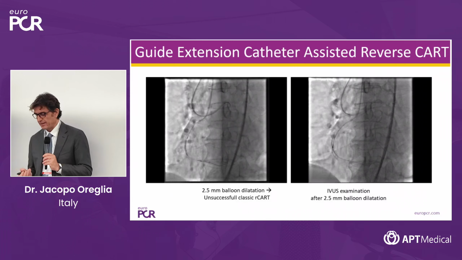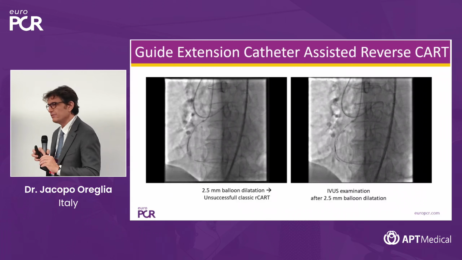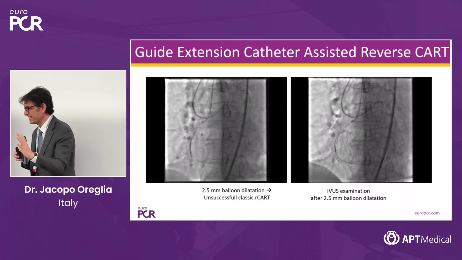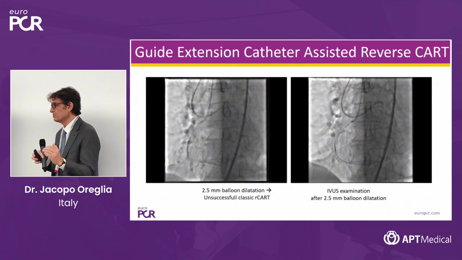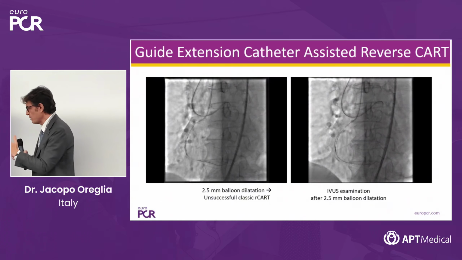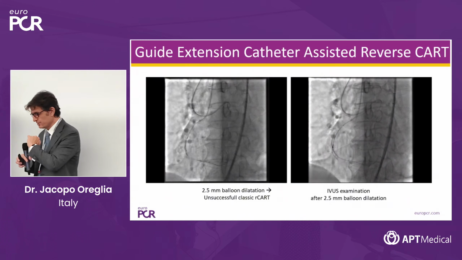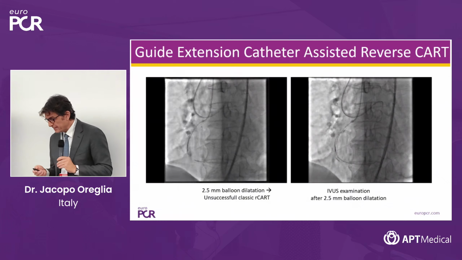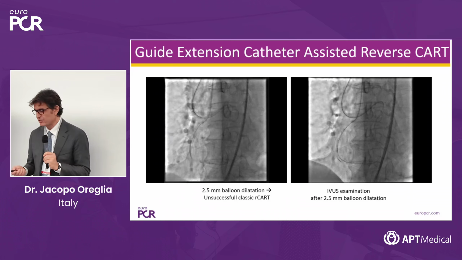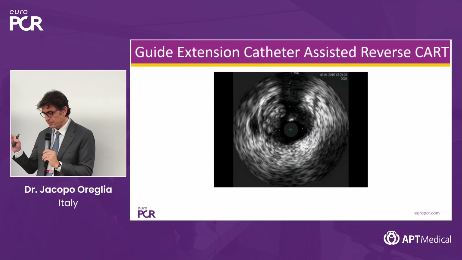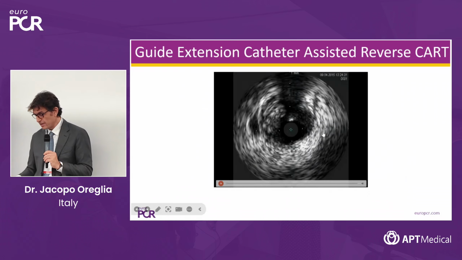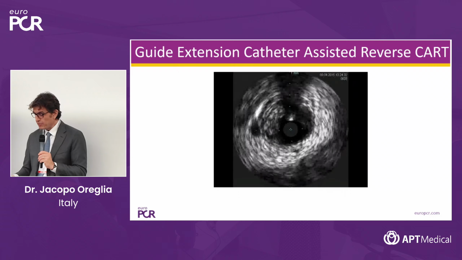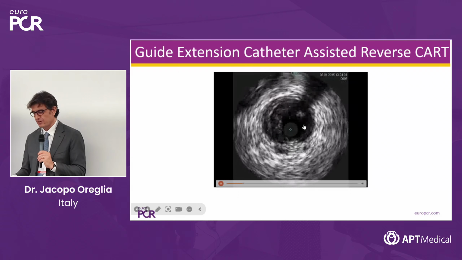So what may happen if you do not succeed in doing the reverse cut? The first thing to do is to take a bigger balloon or to take a stiffer wire. This is what Dr. Tang already said, and is perfect. Sometimes you do not succeed again, so you are in a failure mode, and the best thing to do is to do IVUS. If you do the IVUS in this situation, you can see that both wires are here in the same space. They are already connected.